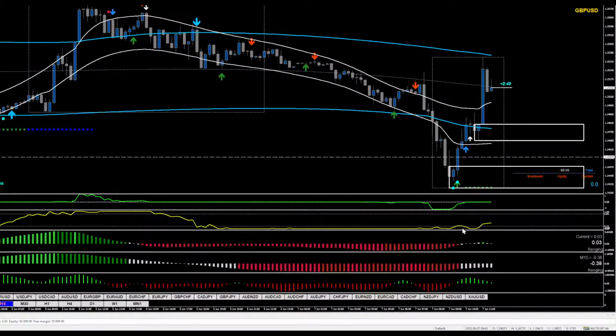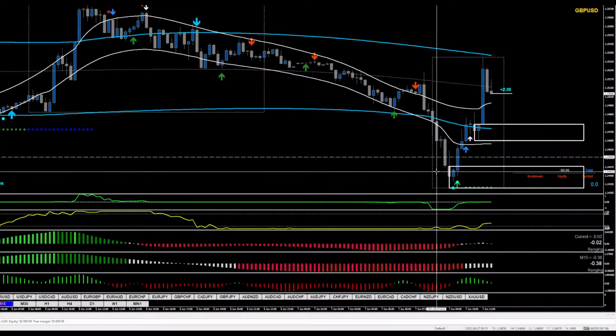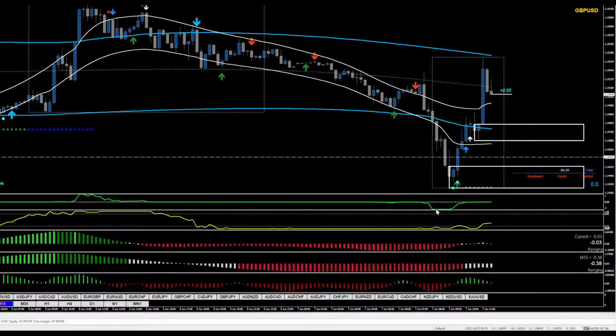So again, I know I explained it a couple of times already, but what we're looking for is preferably for the white band to come out of the blue band, which it did. Once that happens, we want to see price come out of both the bands, which happened too. Then we need to wait for the exhaustion, which we had here too. We need to wait for this to be in the oversold area, which it was. Then we need to wait for those to flip white, which they did.